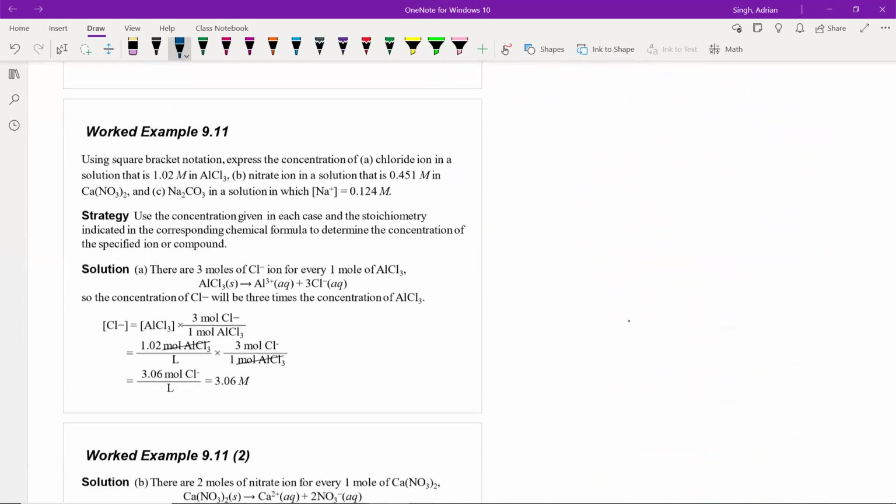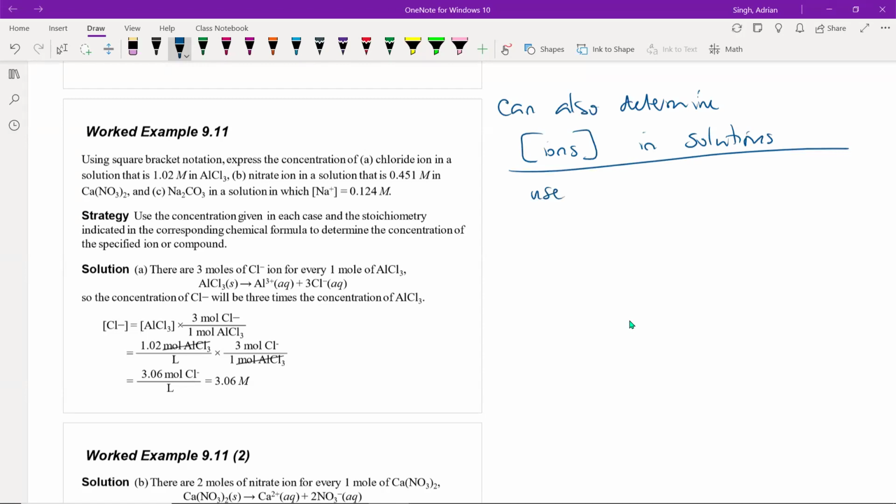Okay, the next thing we'll take a look at is how, in addition to looking at the concentrations of the entire solution, we can also determine the concentrations of individual ions in solution. Here we're going to take advantage of our chemical formulas, and specifically the subscripts, ratios to help us figure this out.